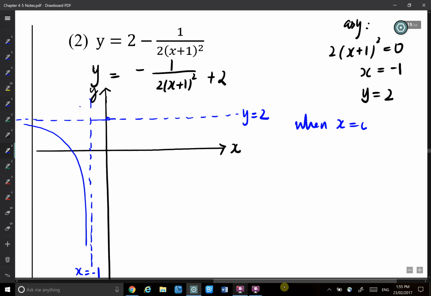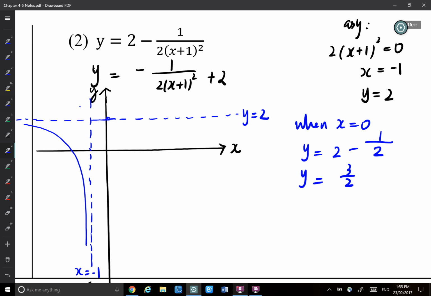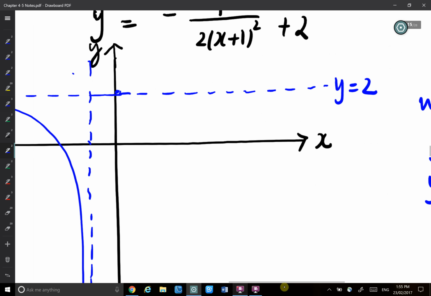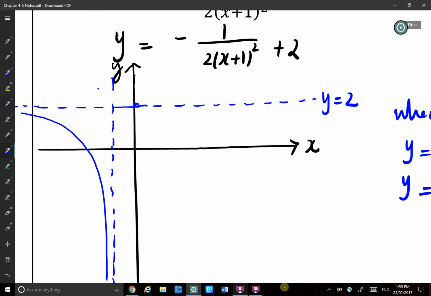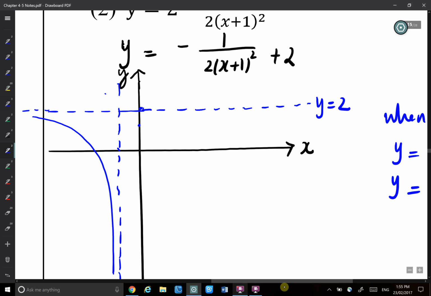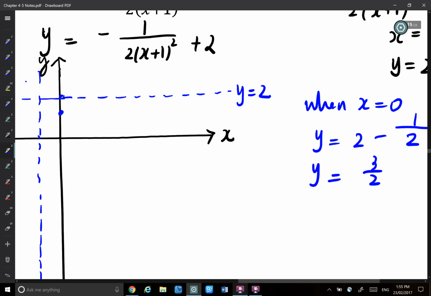When x equals 0, y equals 2 minus 1 over (0 plus 1) squared times 2. 0 plus 1 is 1, 1 squared is 1, 1 times 2 is 2, so y equals 3 over 2. This is here.